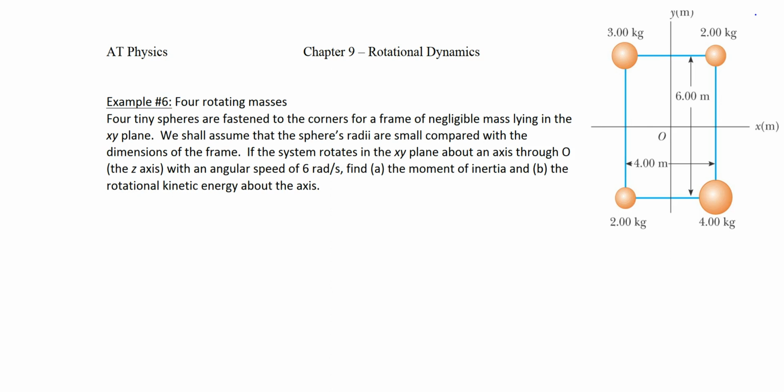Welcome to example number 6 in chapter 9 on rotational dynamics. So we have a picture shown over here on the right with 4 tiny spheres fastened at the corners of a frame, shown in blue here, with negligible mass. We shall assume the spheres' radii are small compared to the dimensions of the frame. So the system is going to be rotating along the XY plane.